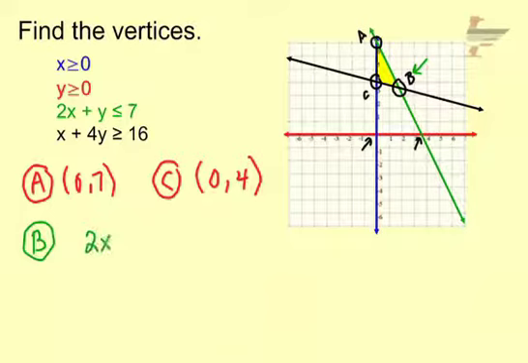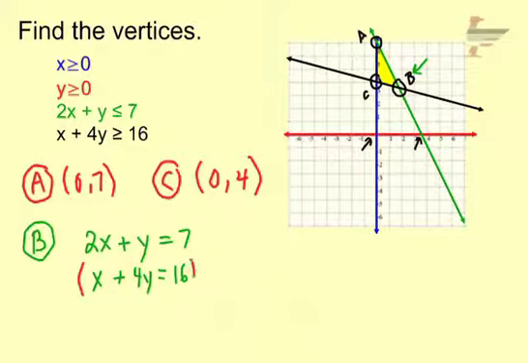We have 2x plus y. Now we're going to be solving a system of equations. When we do that, we can just use an equal sign because we want to know the point where these two cross. So 2x plus y equals 7, and then x plus 4y equals 16. And now let's solve for x and y. I think this looks like it's set up pretty nicely for elimination. You could use either one.